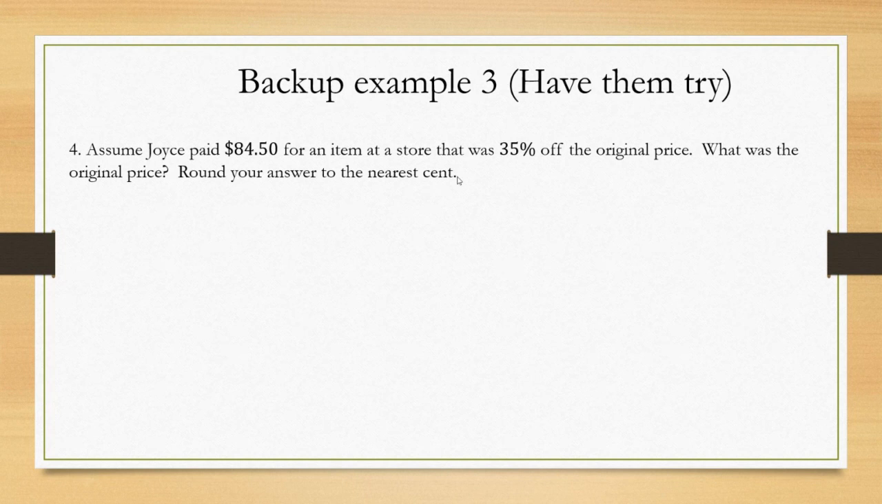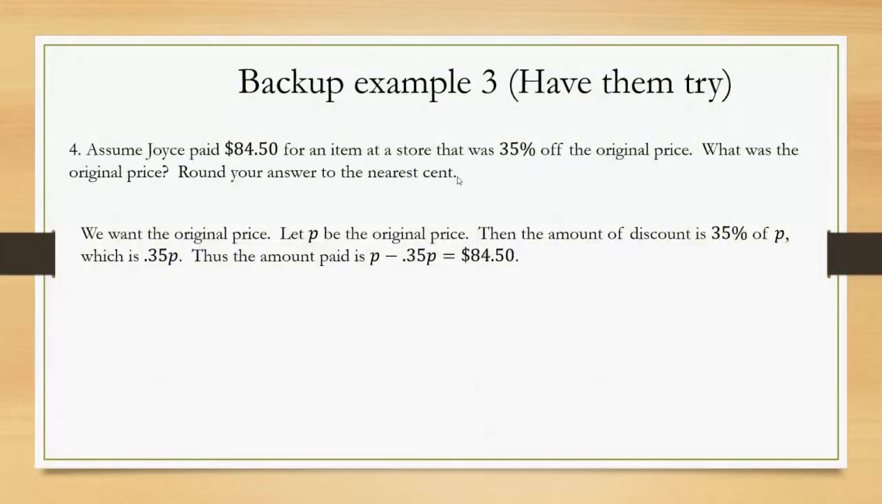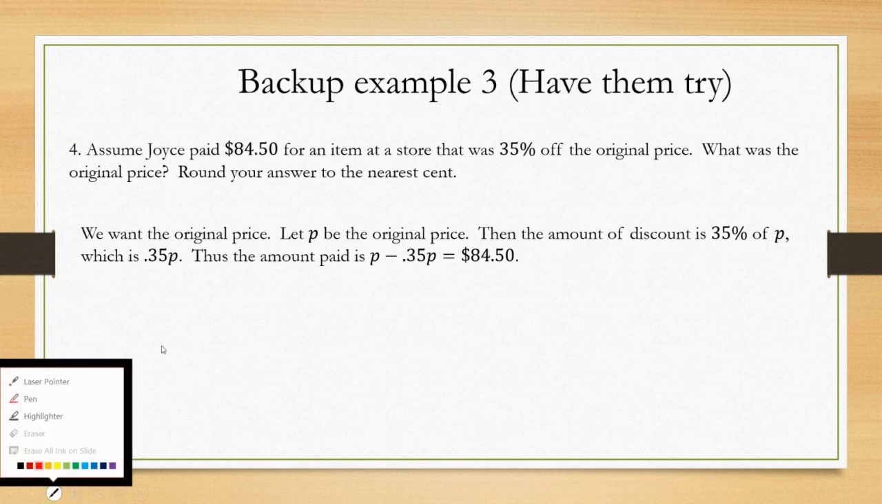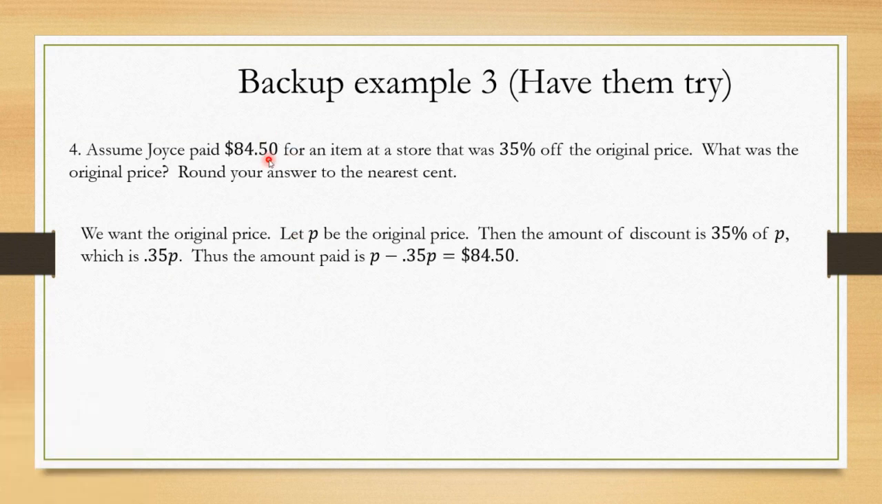Let's do it together. Basically, we want the price it started at. They're telling us that they took 35% off that starting price and they got this new price. So we don't know what the starting price is. I'm going to call that P, and we're going to figure out what P is. What they're telling us is they took 35% off of P, so the discount is 35% of P.